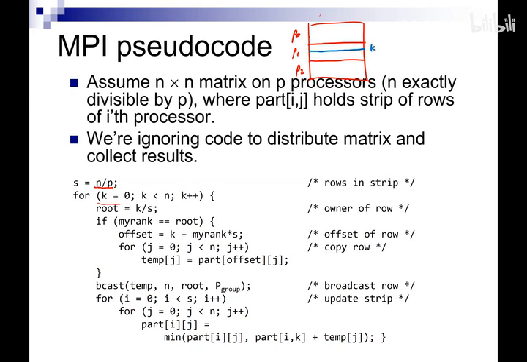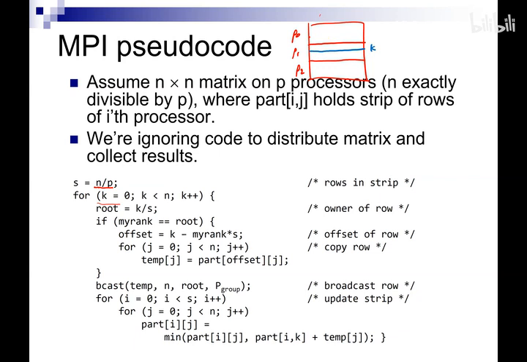Now, the thing is you have to figure out which process actually has the kth row, right? For example, P0 does not have the kth row, so he's not going to do a broadcast. It's P1 that's got the kth row. So therefore, you have to figure out who has the kth row.